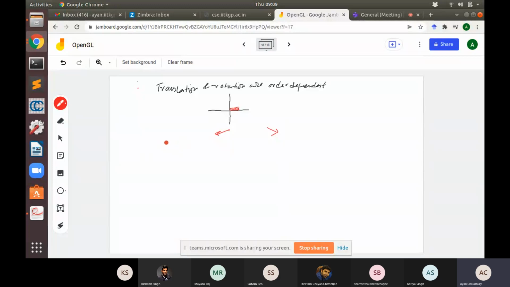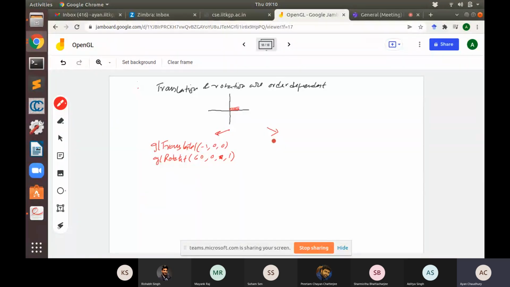Okay. So first we will do translation. Let's call it glTranslatef, let's say -1 0 0. And then we do glRotatef, and we do rotation by 60 degrees along the z-axis, so 0 0 1. Whatever the axis, it should be fine. And then in the second case we do the opposite.